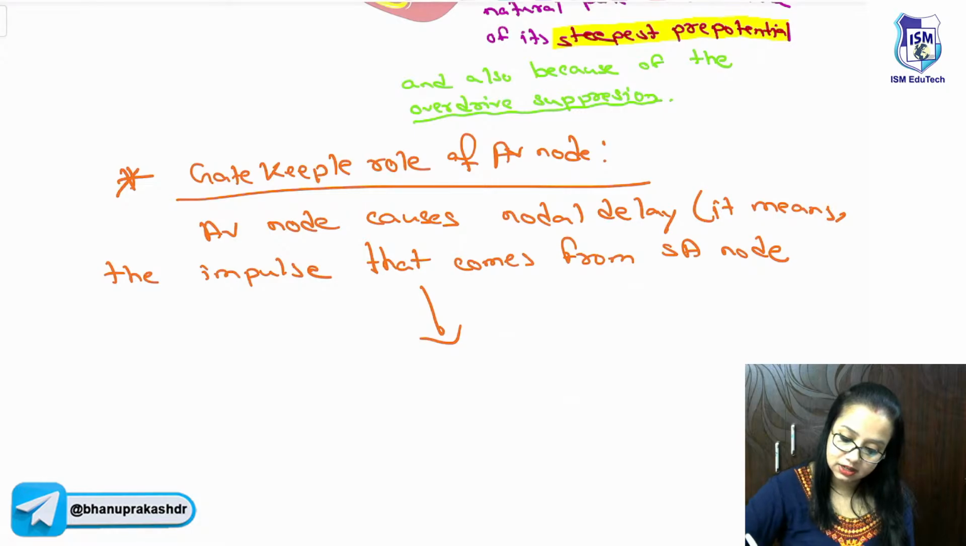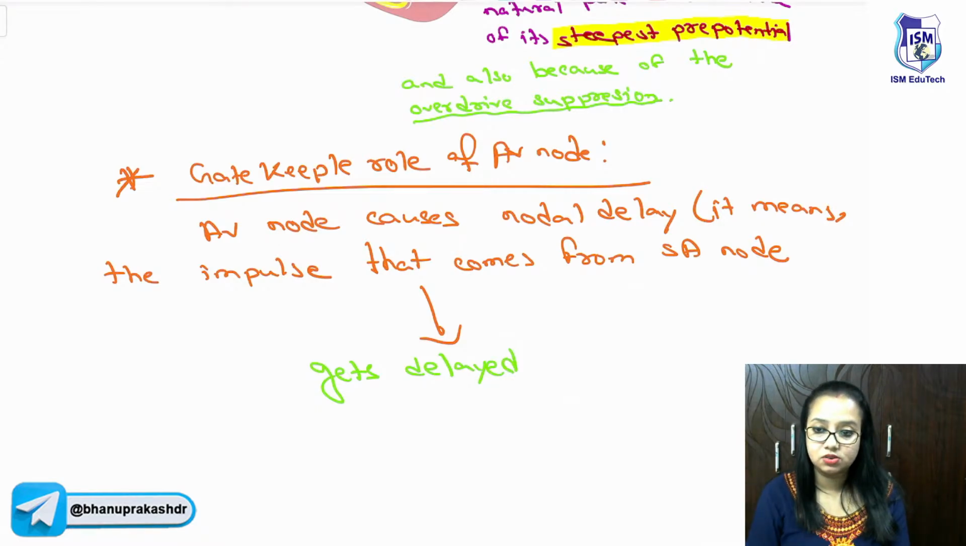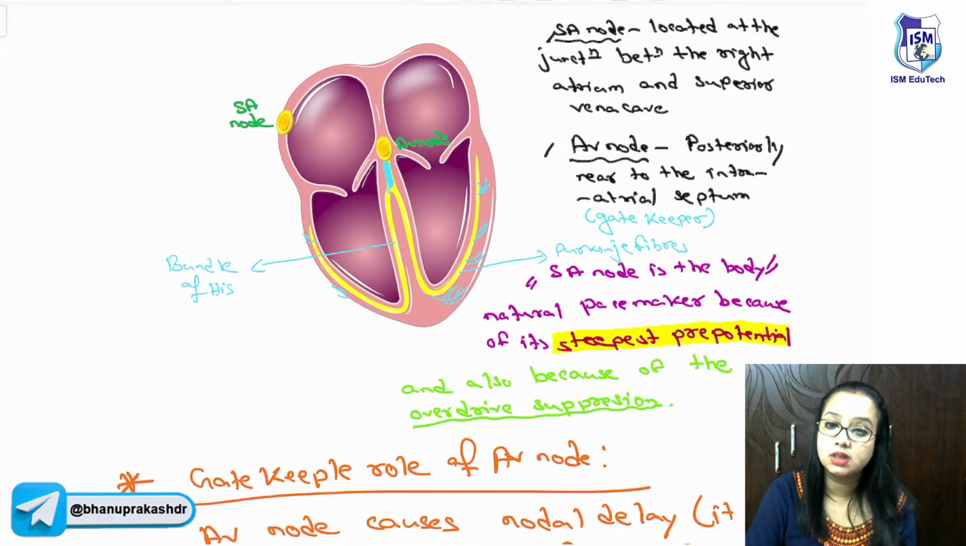What it does, it gets delayed, like immediately as soon as it reaches the AV node, from SA node to AV node. SA node is generating the impulse. As soon as it generates, it is directly passed on to the AV node. By what? That also will come. But after it comes to the AV node, immediately from AV node, it does not pass to the bundle of His.